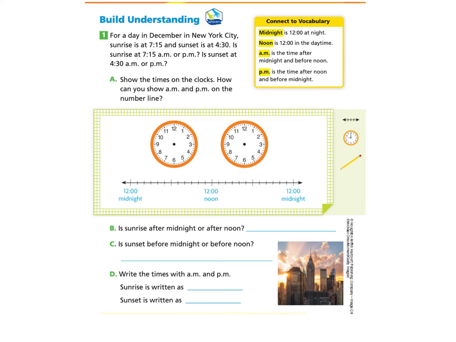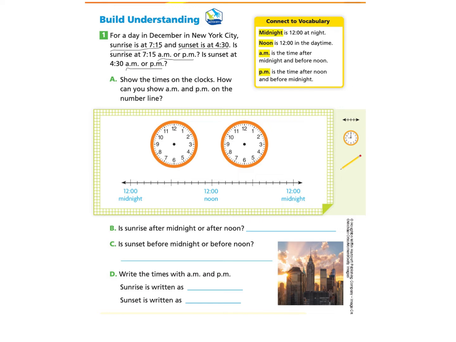For a day in December in New York City, sunrise is at 7:15. Sunset is at 4:30. Is sunrise at 7:15 a.m. or p.m.? Is sunset at 4:30 a.m. or p.m.? So we're going to be learning about AM and PM, and our first direction asks us to show the times on the clock, and how can you show AM and PM on the number line?